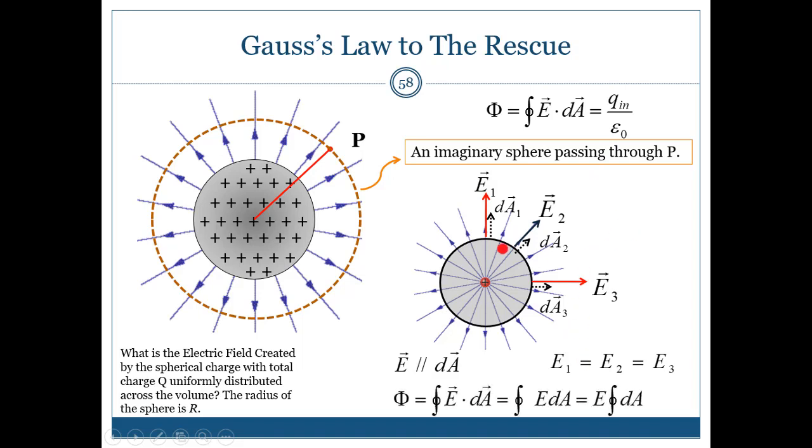So let's move on to the calculation. Because in this calculation, this Gaussian surface, this imaginary surface choice, is going to allow me an easy flux calculation.